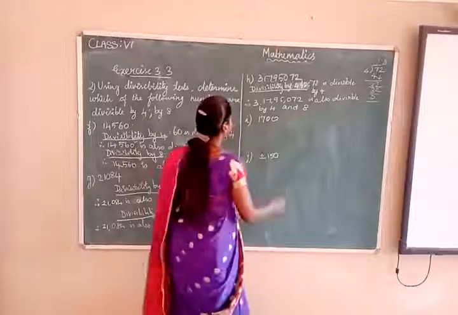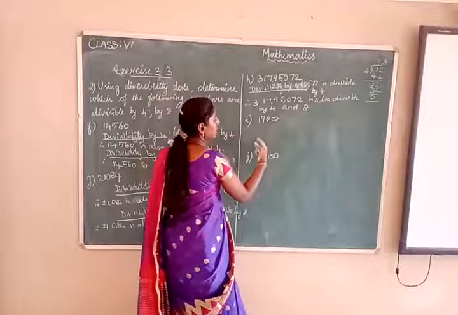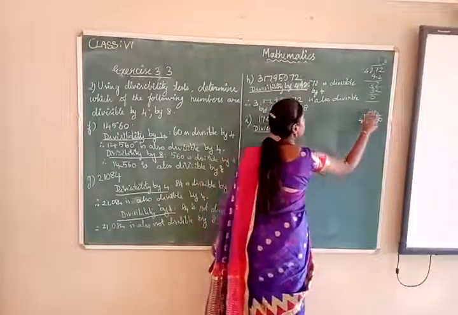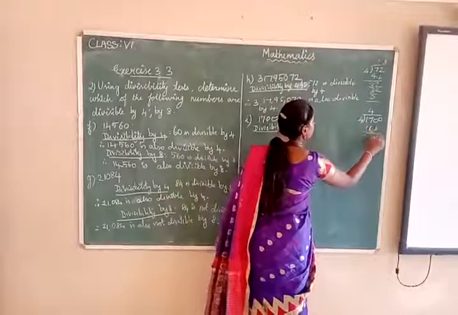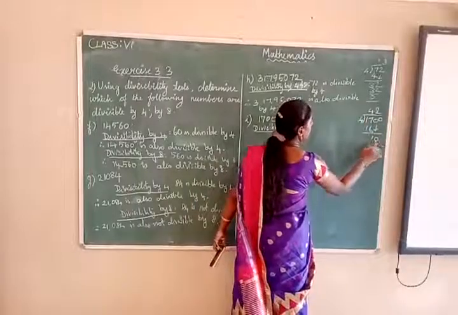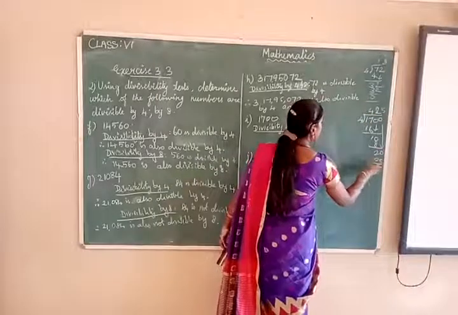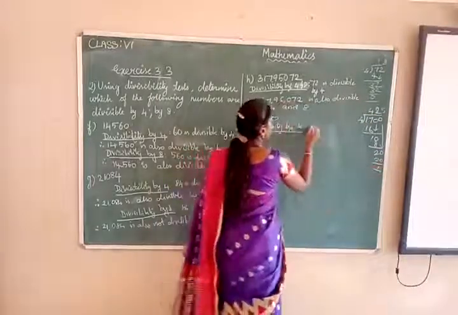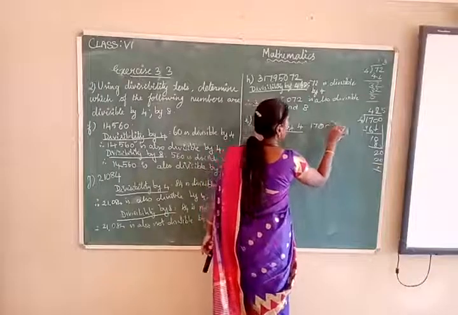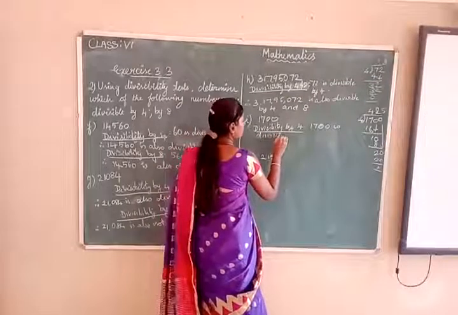Okay. Now, what number is given here? 1700 is given. See, listen here. 4 4s are 16. What is left out? 10. 4 2s are 8. 2 remaining. Bring down 0. 4 5s are 20. Is it clear? So this is divisible by 4. 1700 is divisible by 4.